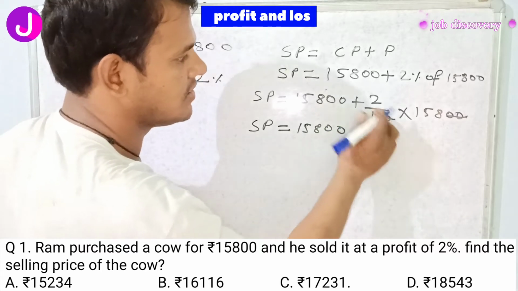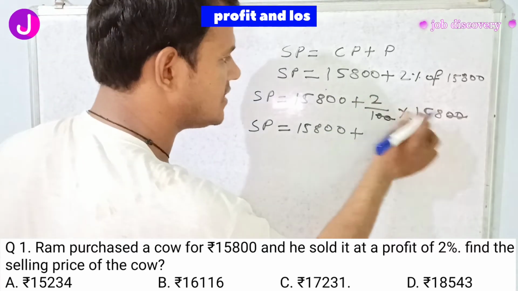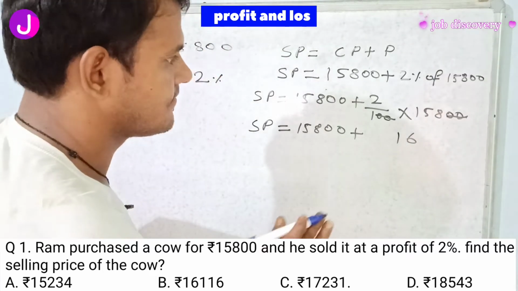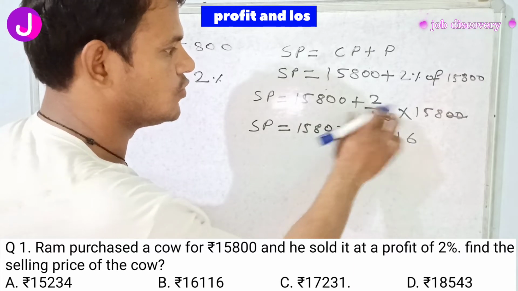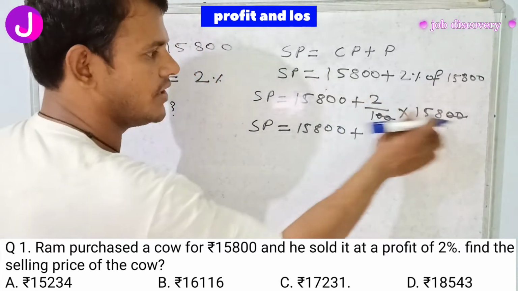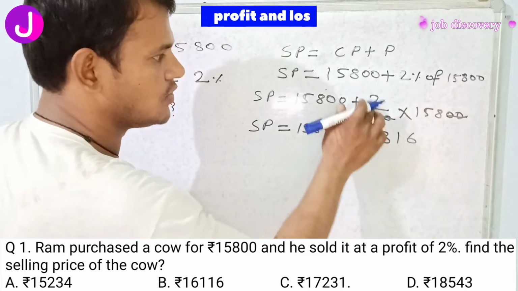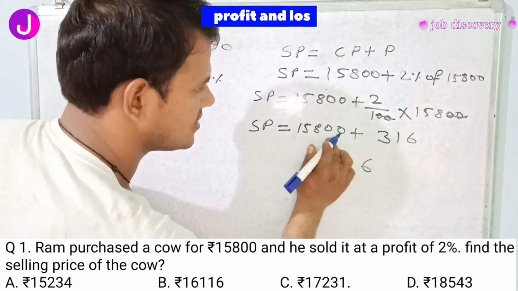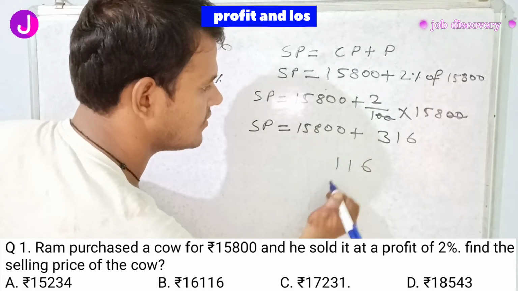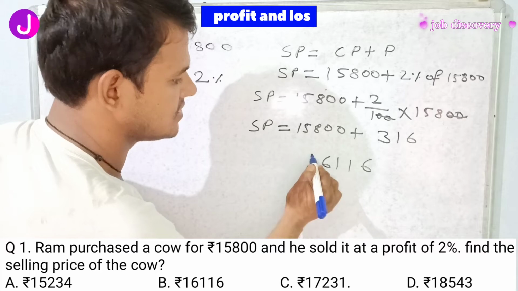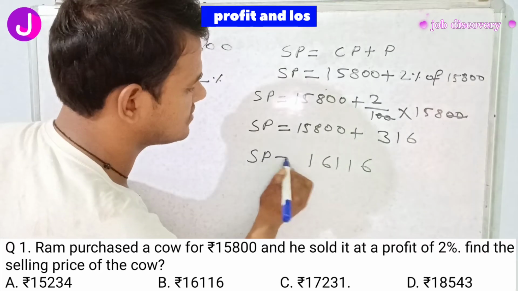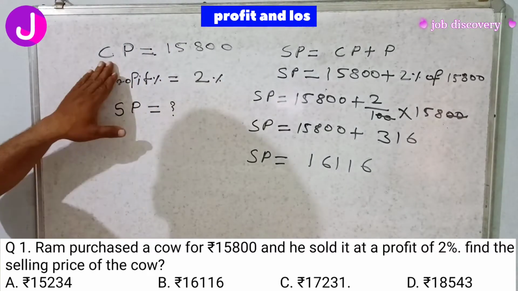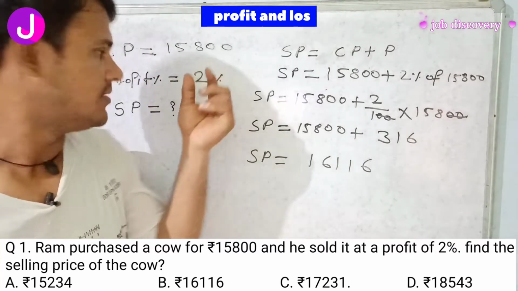So SP will be 15,800 plus 2 into 158, which is 316. Adding them, 15,800 plus 316, SP is equal to 16,116, right?